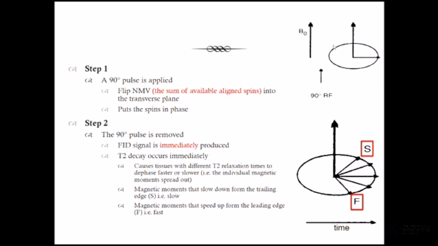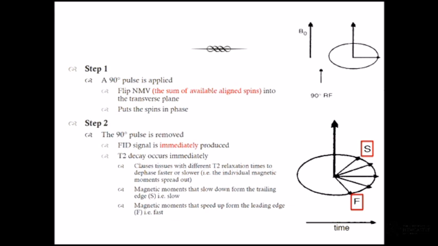So what we're seeing here is our B0, our external magnetic field. With our 90-degree pulse, we flip this magnetisation down here into the transverse plane, and it's in phase coherence at that point in time. Step 2, after the 90-degree pulse is removed, immediately we see a free induction decay. Those signals will start to relax back into alignment and they'll start to dephase. They do this because of T1 and T2 relaxation, inherent factors related to the tissue under examination.